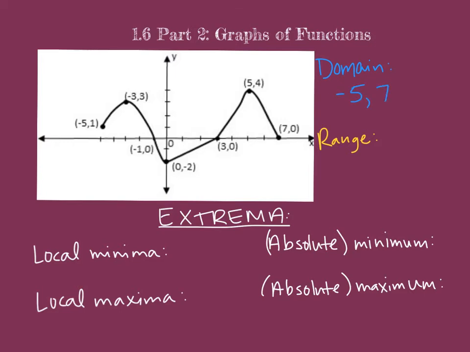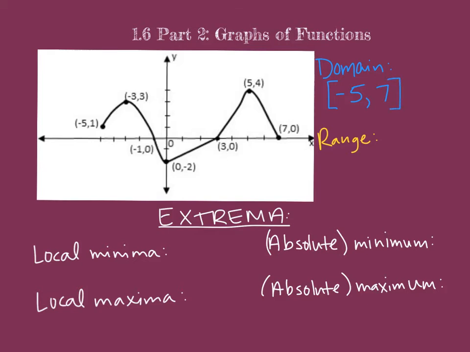Now, when we write this as an interval, we have to decide, are we going to put open parentheses or closed brackets? If we look and see, does our graph actually take on the x value of -5? Is it closed? Yes. So it takes it on. So we can equal -5, and we also can equal 7.